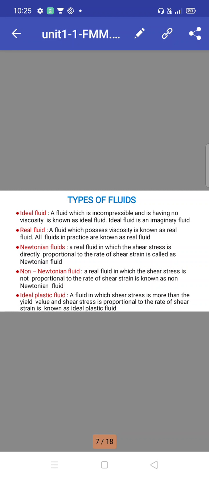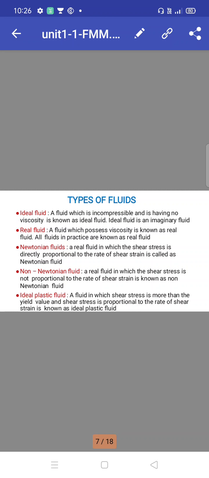Then Newtonian fluid. A real fluid in which the shear stress is directly proportional to the rate of shear strain is called a Newtonian fluid. Just opposite to that, we call it a non-Newtonian fluid. The non-Newtonian fluid means the shear stress is not directly proportional to the shear strain.